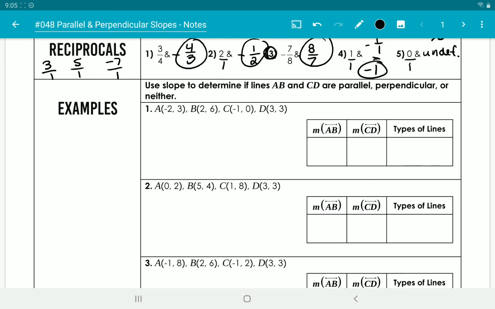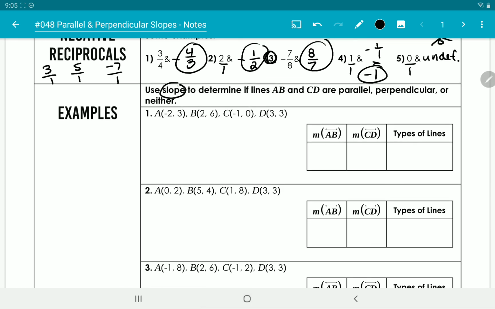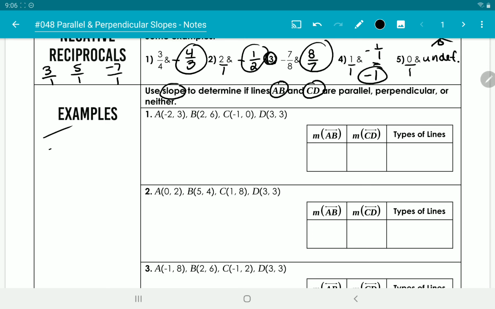So now we're going to look at some lines, and it's giving us the coordinate points for these lines. And we're going to determine the slope, and that's going to determine whether the lines AB and CD are parallel, perpendicular, or neither. Okay? So if they're parallel, again, they're not going to meet each other. They're going to be like that. Perpendicular means they're going to meet at a 90-degree angle, a little right angle. And then if it's neither, they just meet at some weird angle that isn't necessarily right.